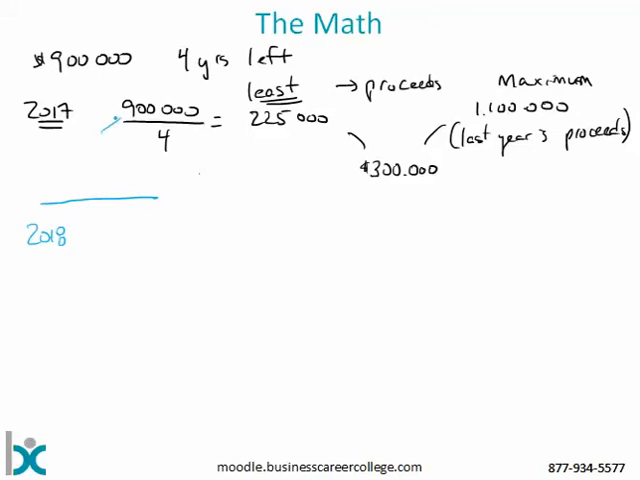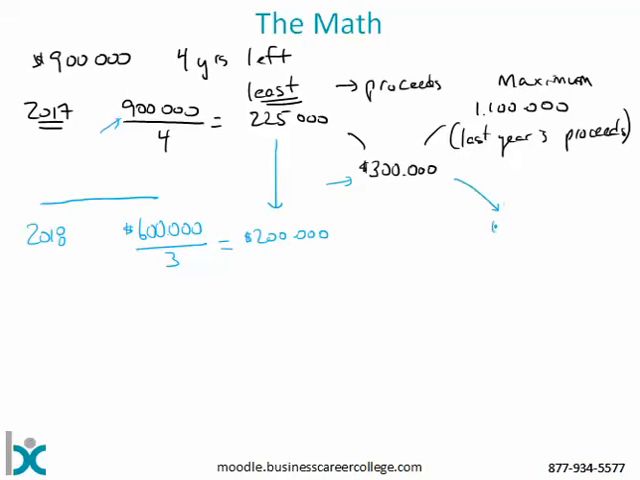Let's go to 2018 then. So we had $900,000 in the reserve. We took $300,000 of proceeds that year, Jim did. So now there's $600,000 left in the reserve and 3 years left in the reserve. So that means the lowest amount we can take that year is $200,000, and I think we're starting to figure this out. And the maximum is going to be based on last year's proceeds, which is $300,000.